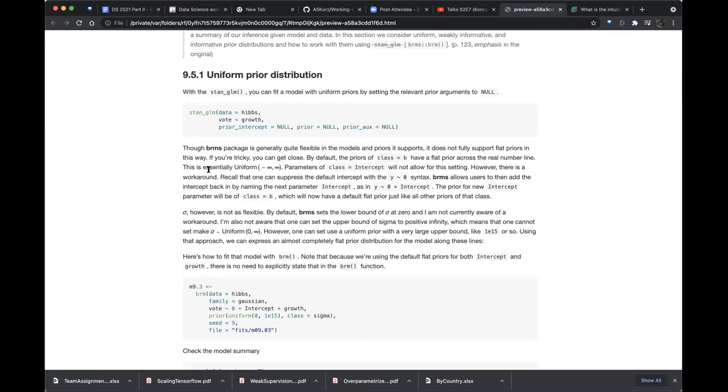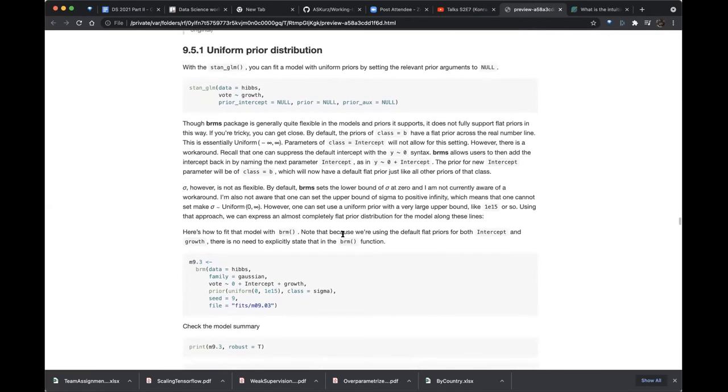This is really just inside baseball on all the coding he's doing here. For sigma, by default you can set the lower bound at zero, and I'm not currently aware of a workaround. And to me it doesn't make sense anyway that you would have a uniform prior for sigma, because it can't be negative; it would have to be a positive value. So he says you cannot make it uniform, but you can use a uniform prior with a very large upper bound, so you have an almost completely flat prior.